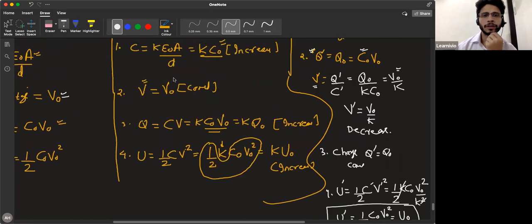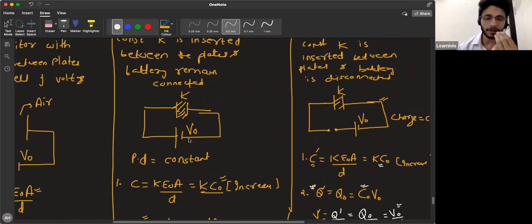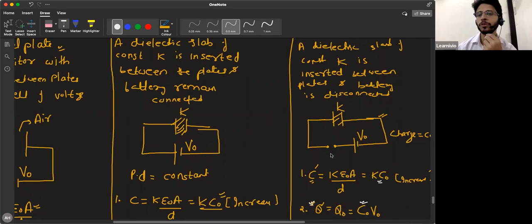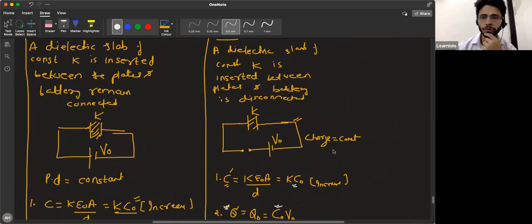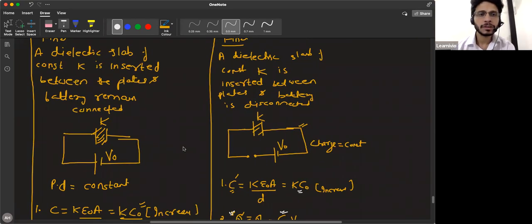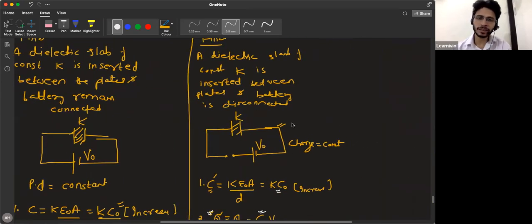In the last class, I left at this condition that you introduced a dielectric slab and battery remains connected. Now the next condition could be you introduce a dielectric slab and you remove the battery. When you remove the battery, then charge will remain constant. This is the initial condition when you have air between the plates and battery is connected. So the charge in this condition and the charge when you introduce the dielectric and remove the battery will be the same.